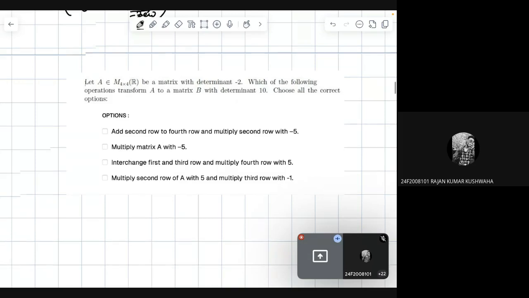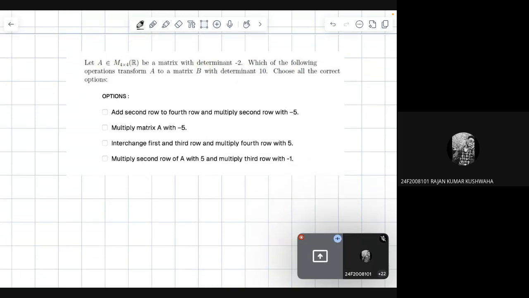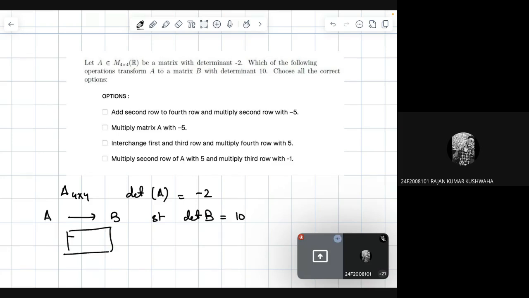I'll explain it again. Let A be a 4 by 4 matrix, and determinant of A is minus 2. Some row operation transforms A to B such that determinant of B is 10, which means that the determinant of minus 2 gets multiplied by minus 5. Okay, so let's see which operation.